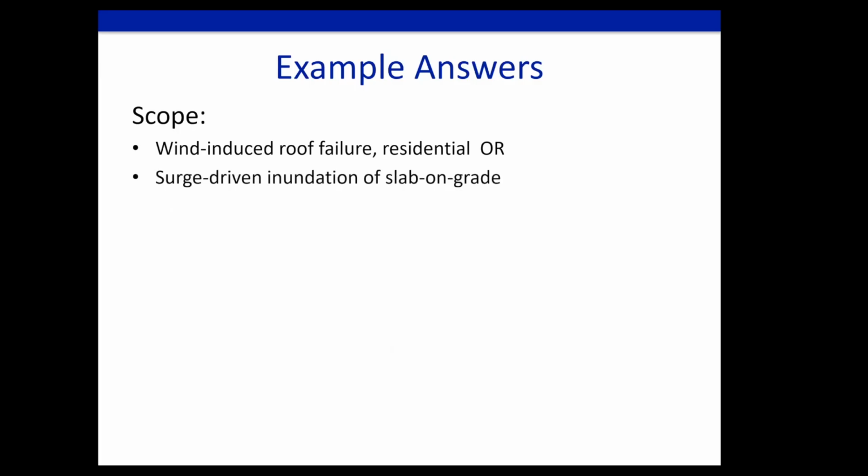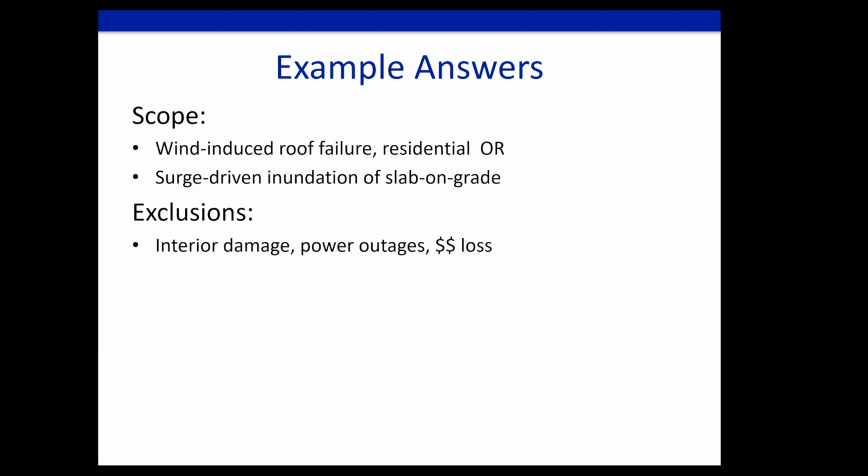So here's my example answers. I just kind of followed the path of what we did before. My scope is going to be wind-induced roof failure of residential construction, or a different example could be surge-driven inundation of slab-on-grade structures. Then my exclusion was going to be interior damage, dollar loss, just like you, and power outages. So lifeline type damages, which is another really important aspect, is an entirely different animal. How many light poles fell over is a whole different question than how many houses lost their roof, right?